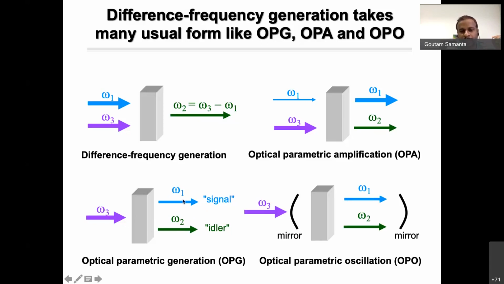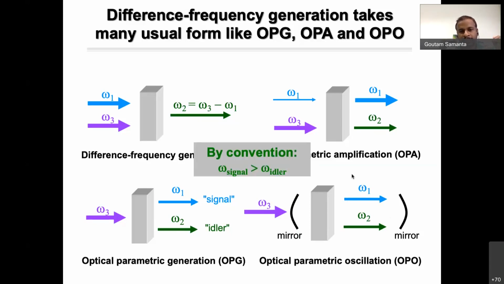And then if we put this process inside a cavity, just putting two mirrors and making an oscillator, it forms an optical oscillator where we can go for higher output powers. By convention, the signal wavelength is shorter than the idler wavelength, or the signal energy is higher than the idler energy.